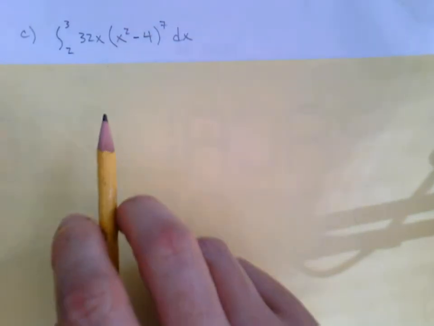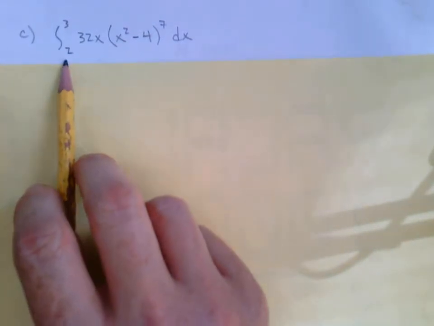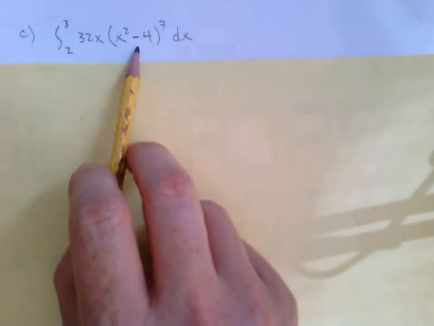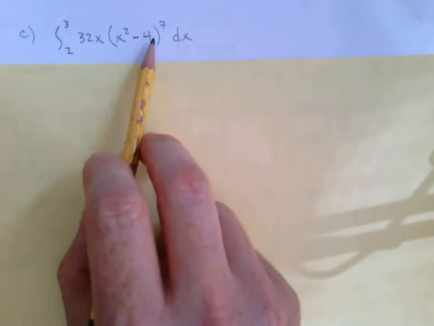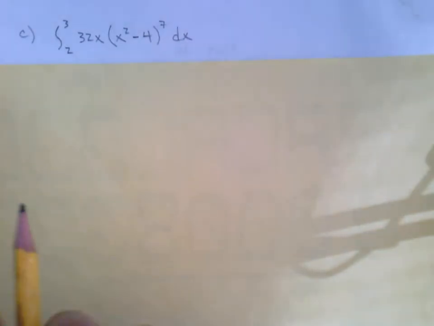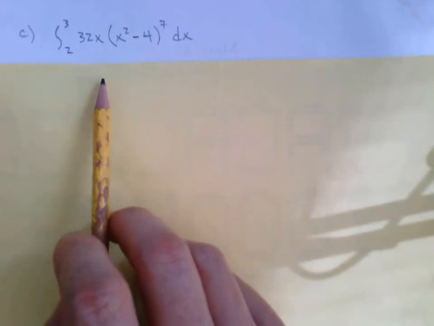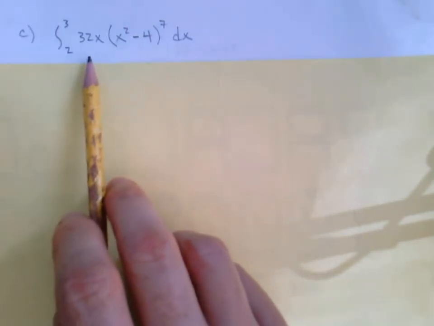All right, part C, we're going to step up the difficulty level a little bit. Definite integral from 2 to 3. Our function is 32x, quantity x squared minus 4, raised to the 7th dx. Like, oh man, okay. Whew. How are we going to find that antiderivative?